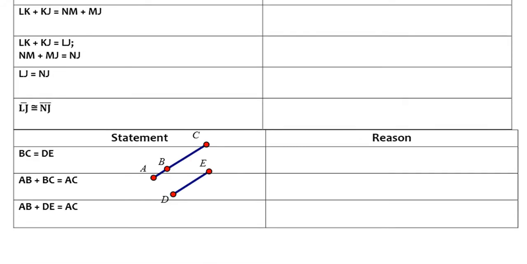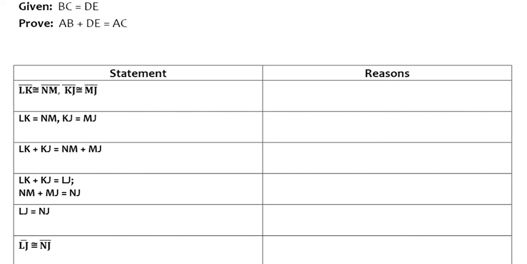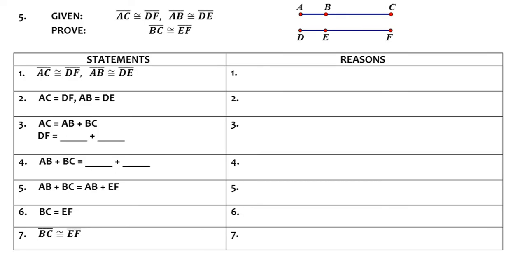All right. Let's look at one more example here. We have all these segments, all these different things. AC is congruent to DF. So I'm going to just mark that on my picture. AC is congruent to DF. And AB here is congruent to DE. And we're trying to prove that BC over here is congruent to EF over here.